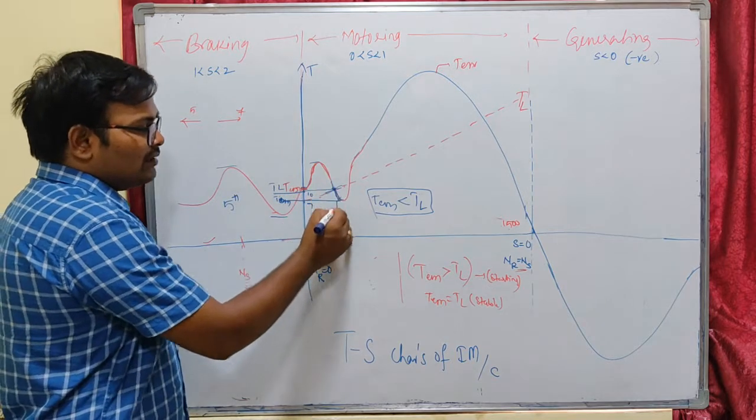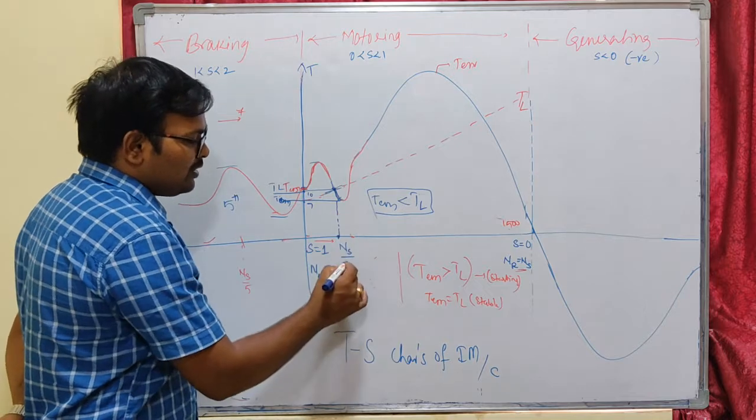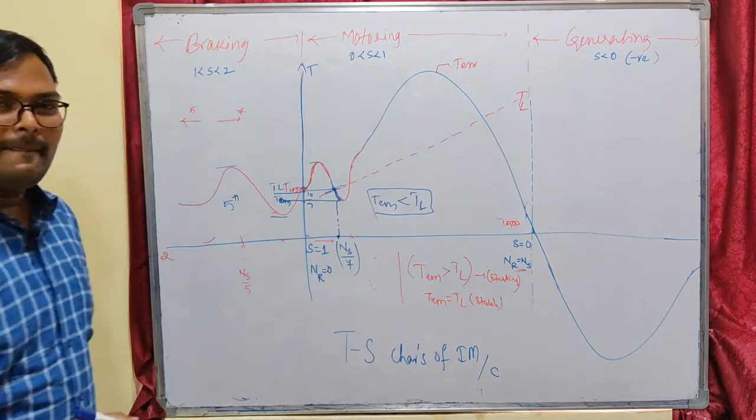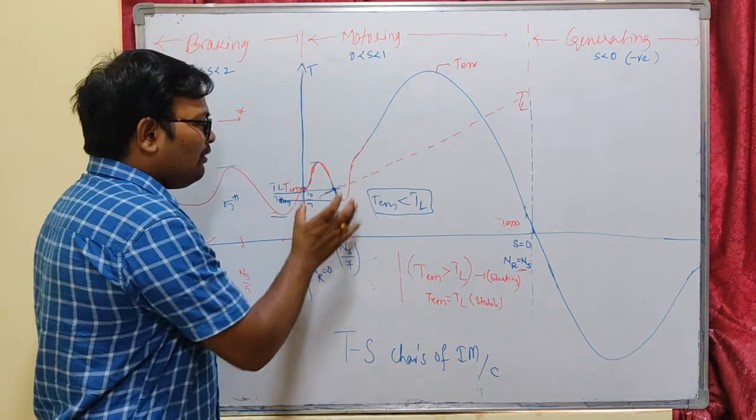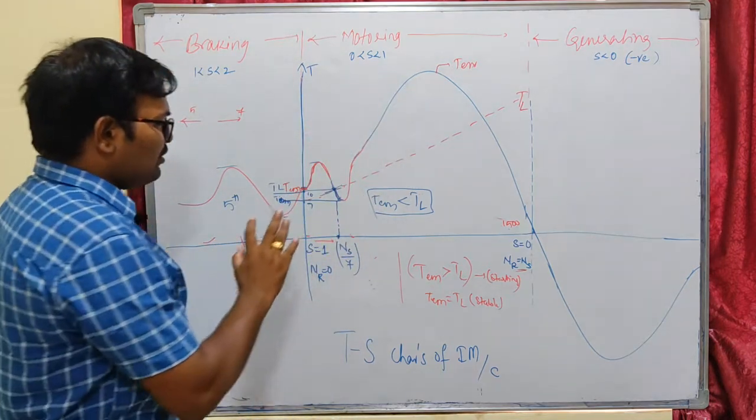That means the machine runs at this speed. This new speed is called the synchronous speed of the seventh harmonic, which is nothing but ns by 7. I hope you understand. We have added our seventh harmonic torque slip characteristics to our fundamental torque slip characteristics.